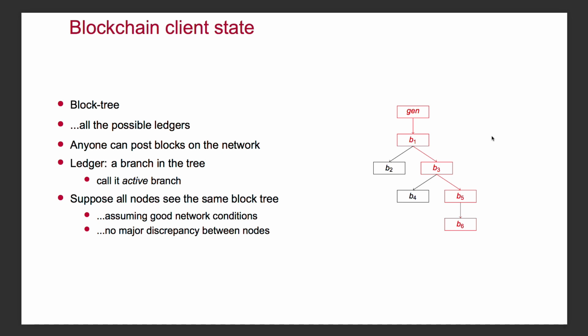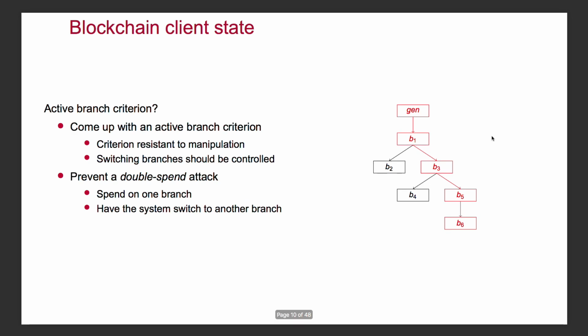Now, when it comes to this block tree, if we assume that all nodes in the network see the same block tree, these blocks get broadcasted, and assuming good network conditions and no major discrepancies in the state and implementation of the nodes, all of the nodes should see the same block tree. The question really is how do we decide what the active branch is? What's really the ledger that we currently believe in? So we need to come up with a criterion for what the ledger is going to be from all these branches.